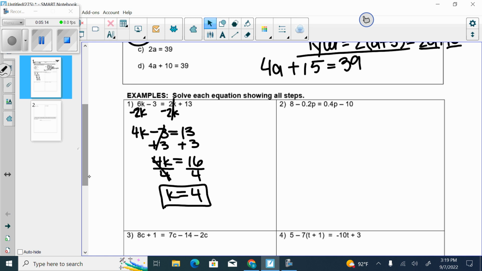Okay, number 2. Again, we got those variables on different sides, right? We need them all on the same side. So how would we put the p's together? What do you guys want to move? Plus 0.2. Okay, good job. So plus 0.2p on both sides. So over there, those will cross out. So on the left, all we have is the 8 equals, what is 0.4 plus 0.2?